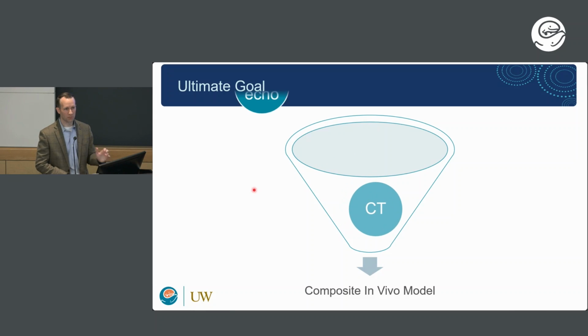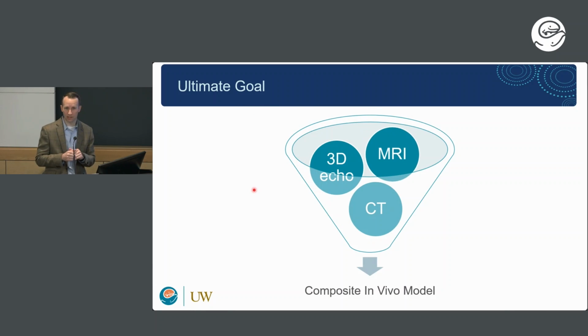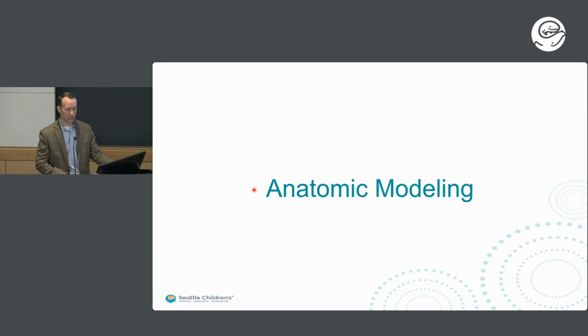So I think my ultimate goal is to say, how do I take the anatomic detail you get from CT, the valve structures we maybe get from 3D echo, and some of the physiology we get from an MRI, and put some of that together in a more cohesive way, so that we can actually make a composite in vivo model of the patient-specific anatomy? So I'll start with anatomic modeling.